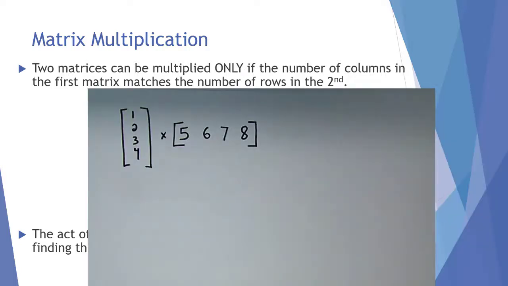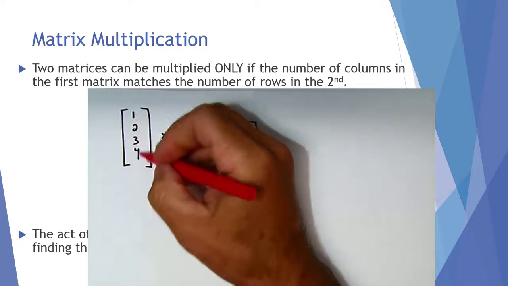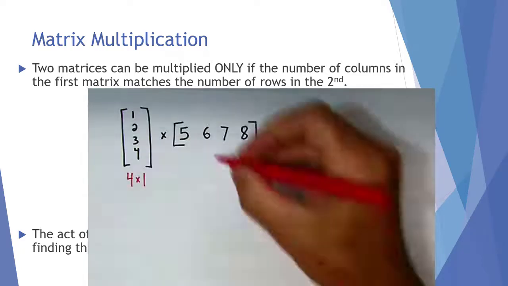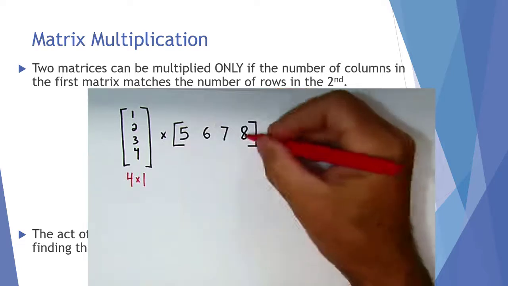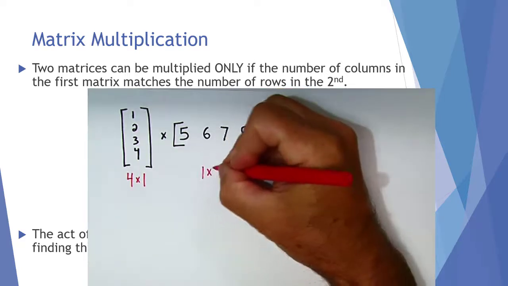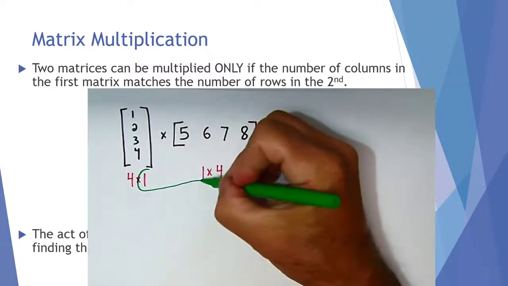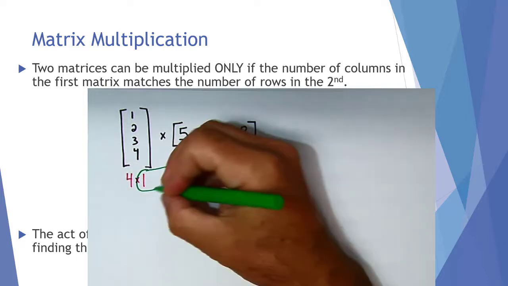Well, let's perform our test. The size of this matrix is 4 rows by 1 column. That's a 4 by 1. And the size of this matrix is 1 row by 4 columns. That's 1 by 4. So are the middle two numbers the same? Yes, they are. They are the same, and so that means that we can multiply.